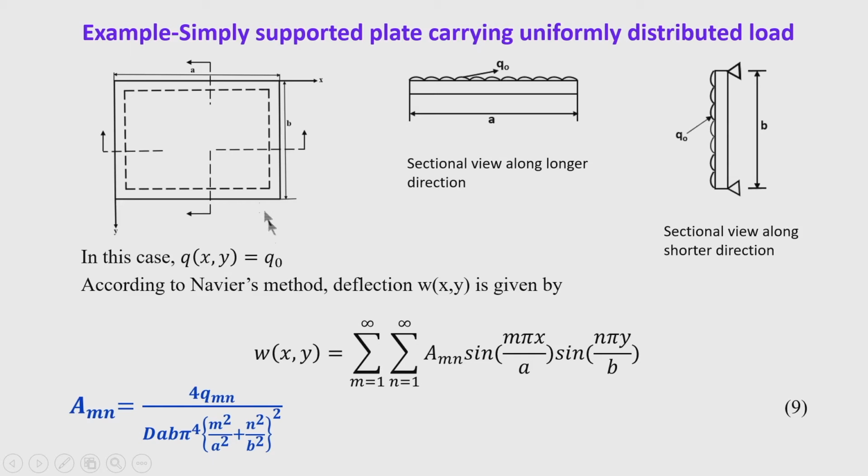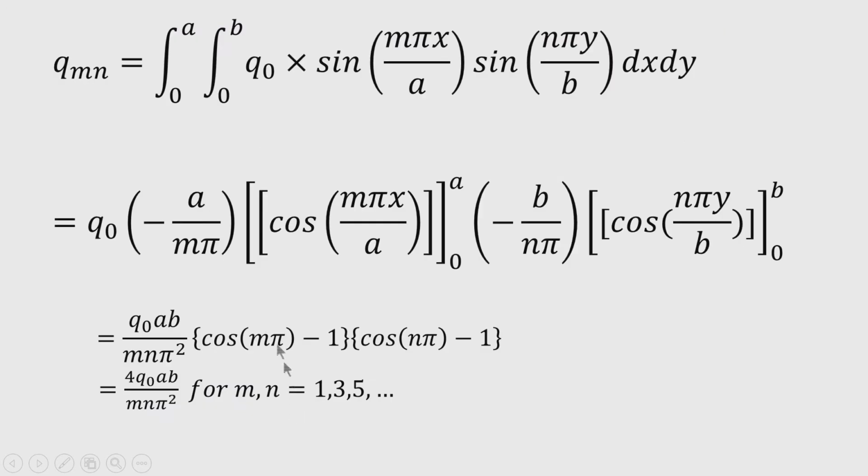So, as we have developed earlier, the solution where the A m n is nothing but 4 Q m n divided by D a b pi to the power 4 into m square by a square plus n square by b square whole square. Okay. So, the most important thing is to find Q m n. So, Q m n is now the integration of q naught sin m pi x by a into sin n pi y by b dx dy, and the limit of integration is 0 to a for x and 0 to b for y. Okay. You can see here that q naught is a constant quantity.